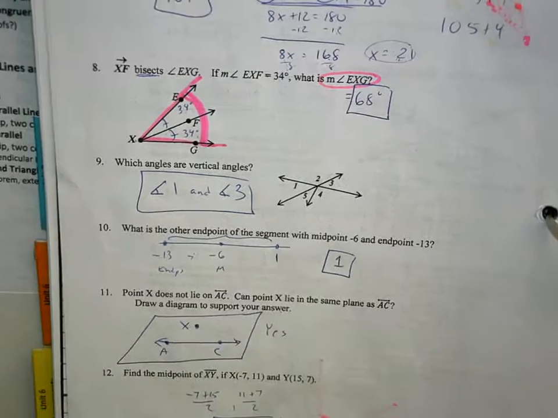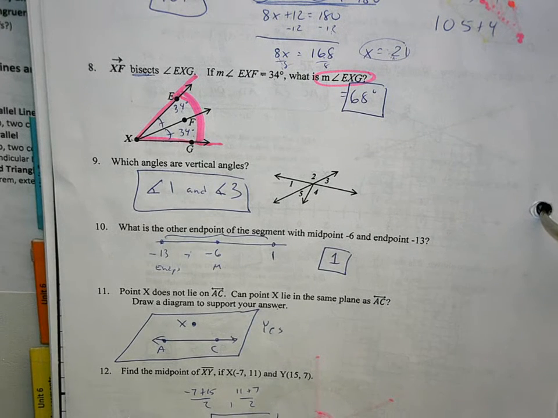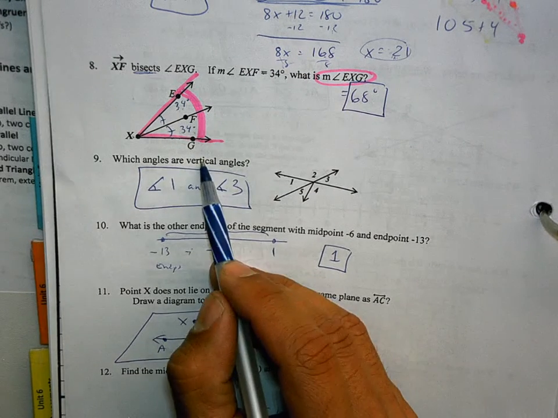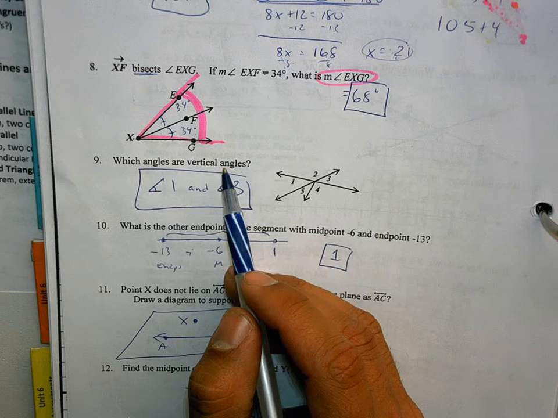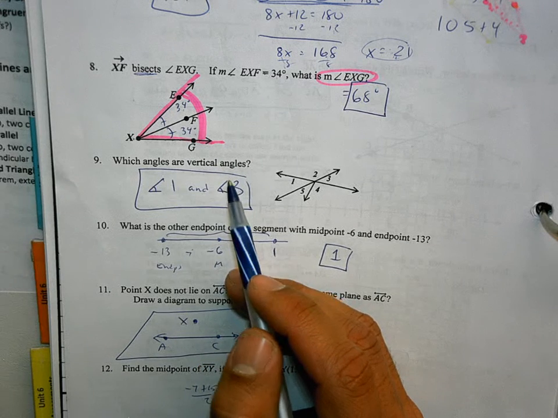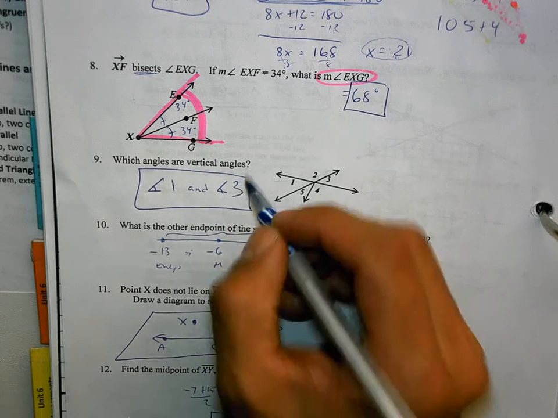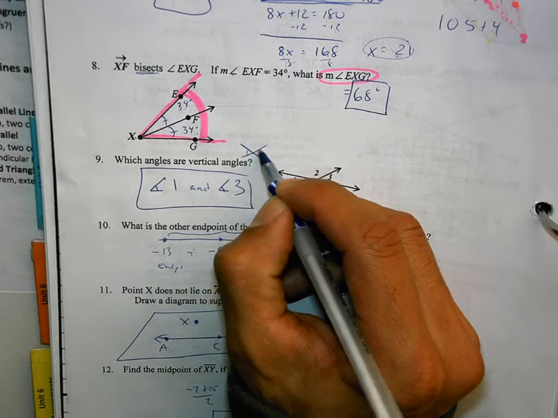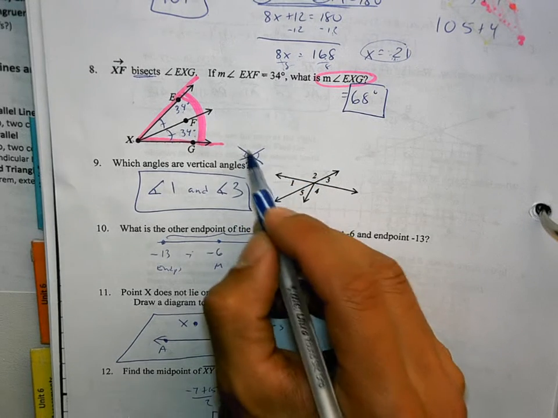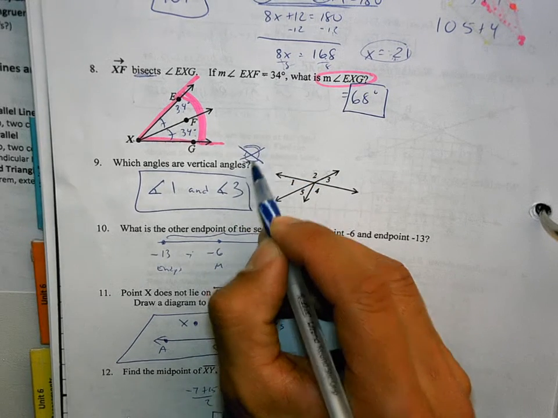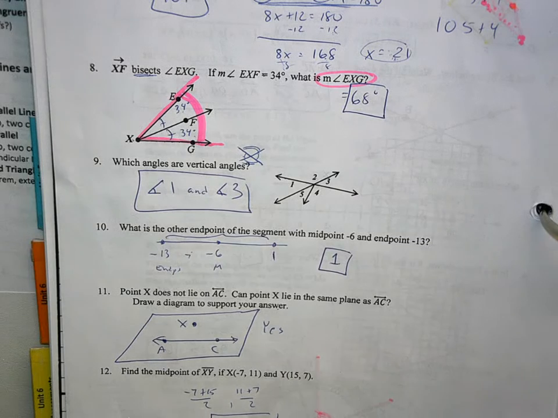Number 9. What angles are vertical angles? Vertical angles are the ones that are across from each other. They're the ones that are opposite, like V's. I know vertical angles as this kind of angle, where this angle is across from that one, and the doubles are across from the other doubles. That's how we wrote it down.